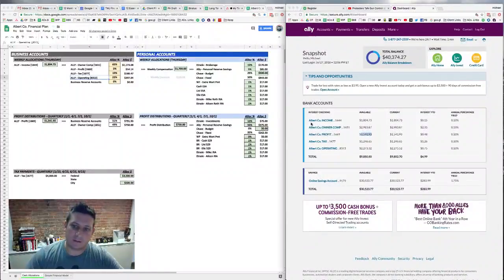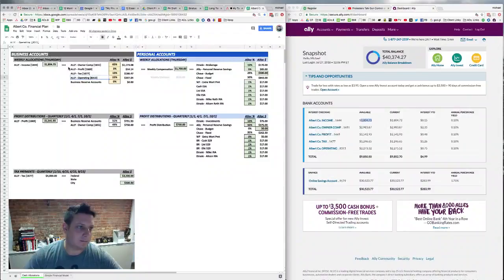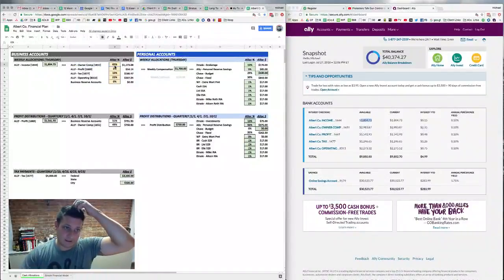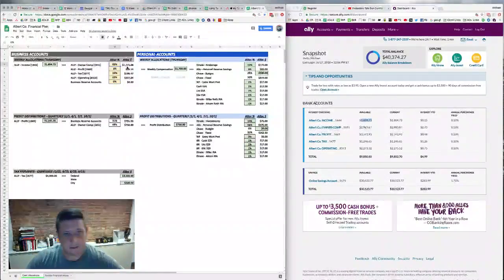So, first thing we do, log into our bank. We take our income account. This is where all of my customer payments come through. And we plug that number into this spreadsheet, which, by the way, if you want to download it, it's in the description of the video. So you can go log in and make a copy for yourself, and then you can adjust these based on your business.